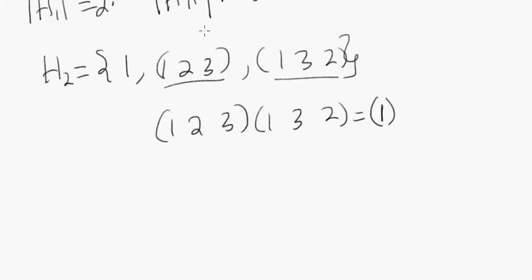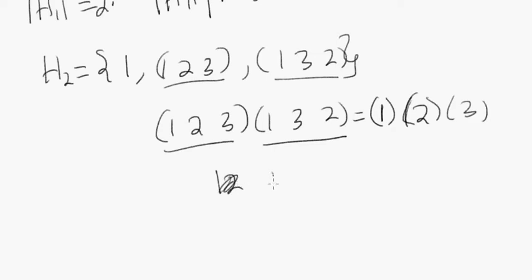Oh, wait. Are we right about this? Right. 1 goes to 3, 3 goes to 1. Now we have 2. 2 goes to 1, 1 goes to 2, right? So it turns out that (1 2 3) times (1 3 2) is giving us the identity, right? Which means that (1 2 3) inverse equals (1 3 2).